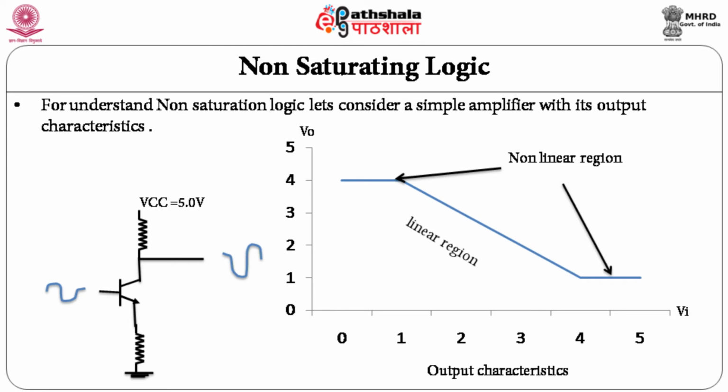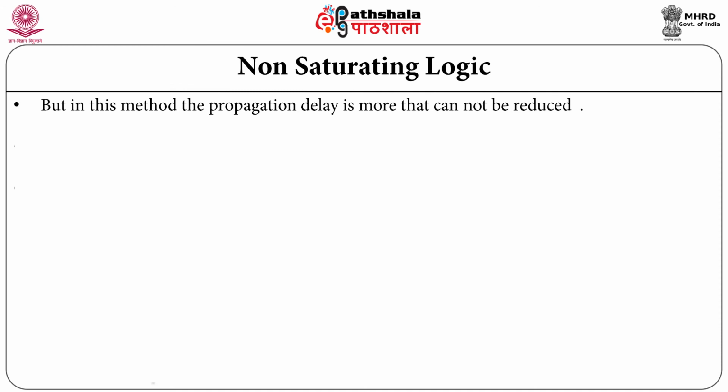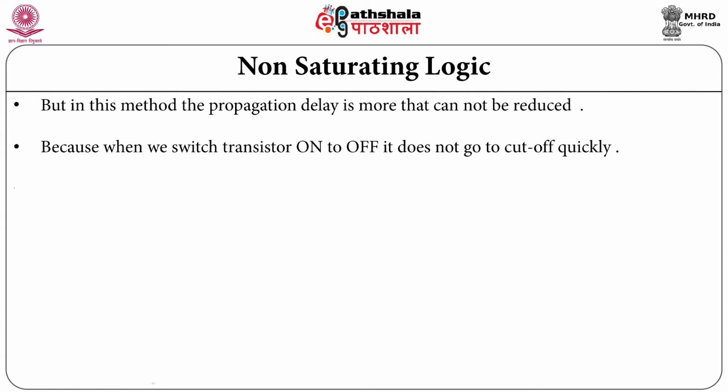When you consider the TTL logic family, the output logic 0 or logic 1 corresponds to the transistor operated in the cutoff region or in the saturation region. But in this, the propagation time is more. The propagation delay increases because we have considered the transistors as on or off, either cut off or in saturation. But when they switch from one state to the other, that is from on to off, they do not go to these states quickly.